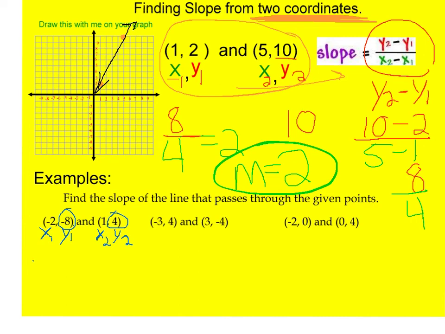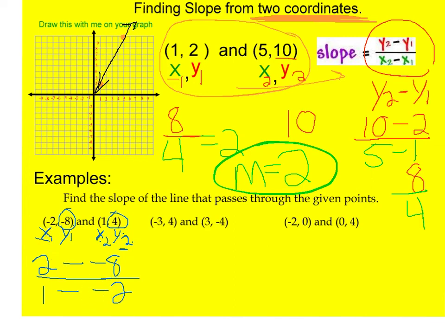So the formula is y2, okay, so 2, right? That's my y2, and I'm going to minus y1. Well, be careful, I'm going to do minus negative 8. This is a negative 8, so I put that there. Now I'm going to do x2, which is 1, and I'm going to minus x1, which is negative 2. This is a negative 2 here.